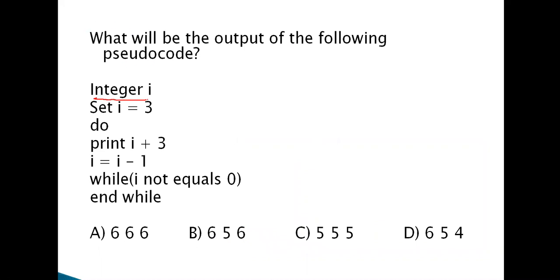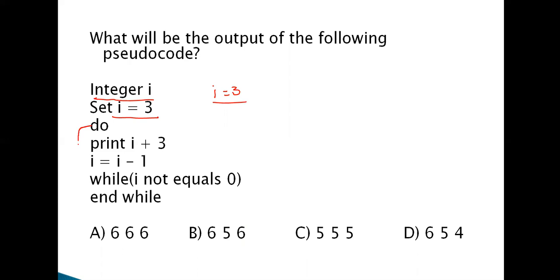The first question is, what is the output of the following pseudocode? Integer I. The meaning is this, we are declaring an integer variable I. Set I is equal to 3. So I am initializing I with a value 3. Got it? In a normal program, this is a very simple thing, but here our concept is, how do you write a pseudocode? Do while.